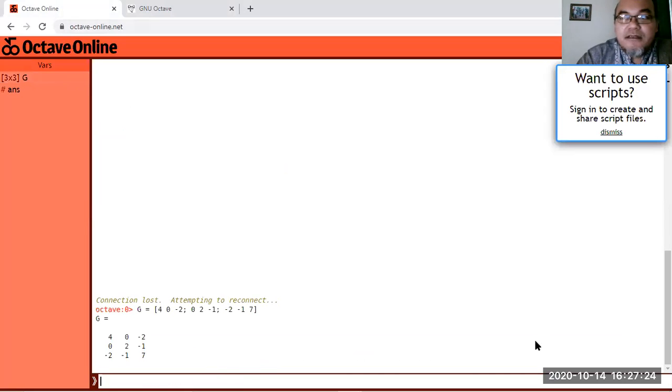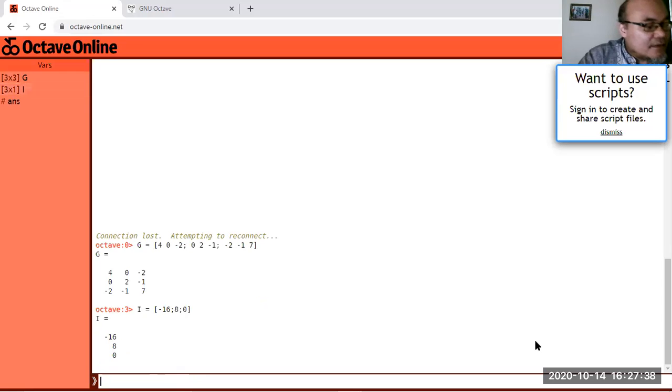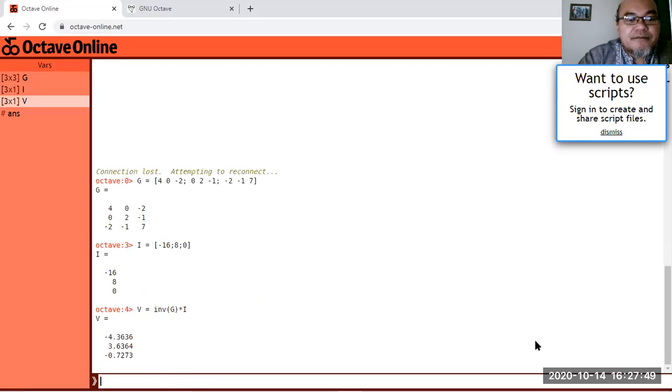Then G is stored there. Then we put the current matrix I equals -16 semicolon 8 semicolon 0, like this. Then we want to get the value of voltage. Voltage equals inverse of G multiplied by I. And we obtain the voltage like that. Okay. Any questions so far?